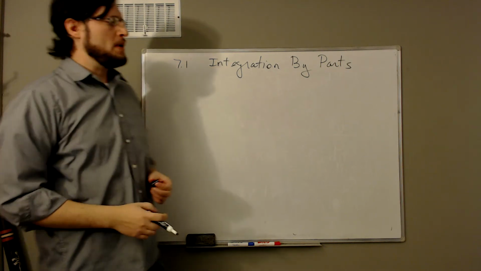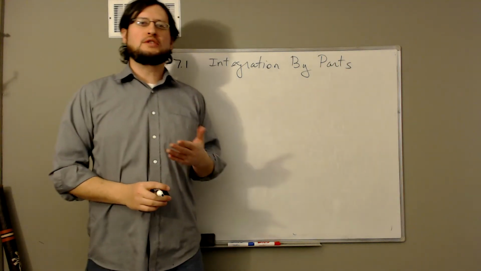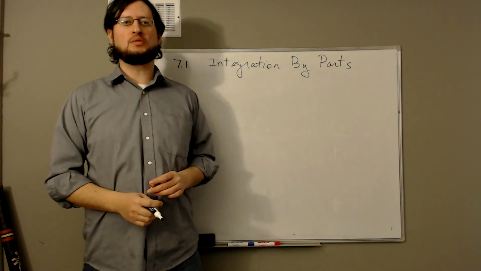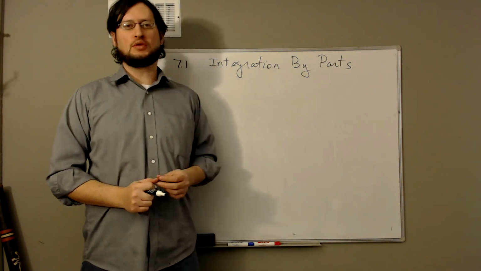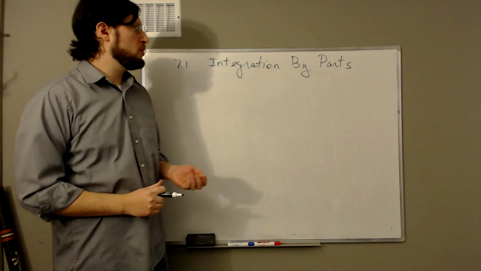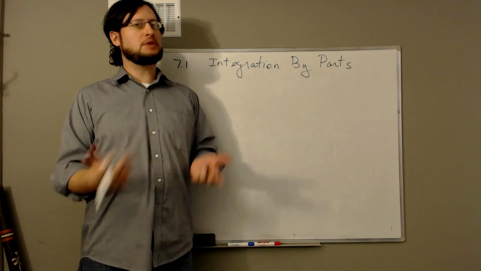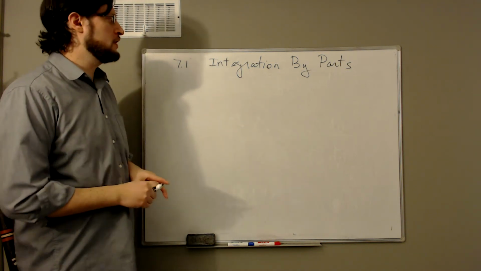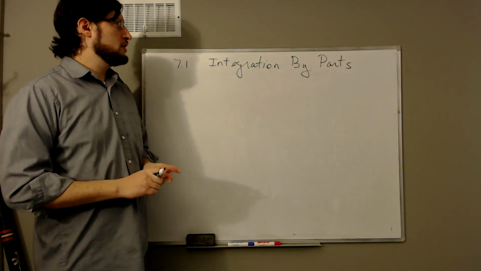So remember, last time we looked at U substitution, one technique of integration, one method that works in some integrals to find an antiderivative. Integration by parts is another method that works sometimes, but not always. It works in certain types of questions, but not always.